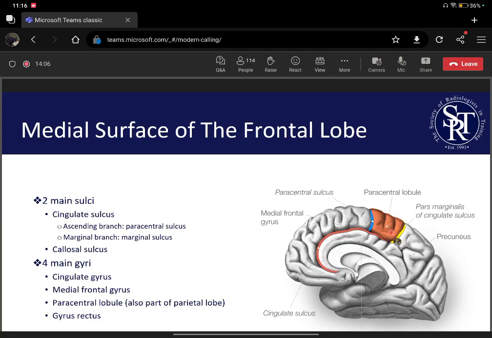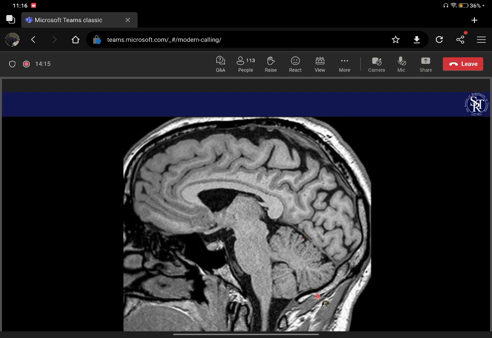This is also part of the parietal lobe, so that's why it's a lobule, not a gyrus, and the gyrus rectus over here inferiorly. And on imaging, what do these look like?